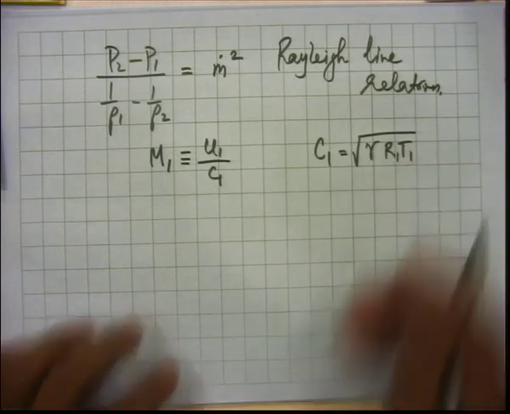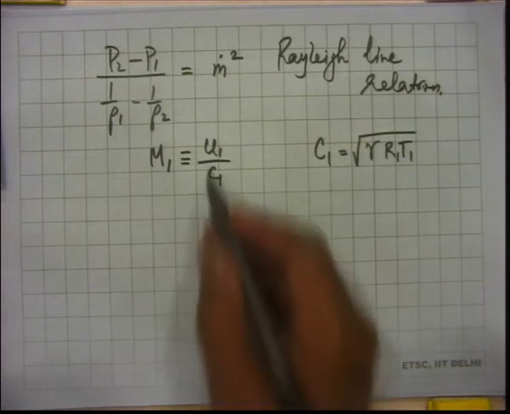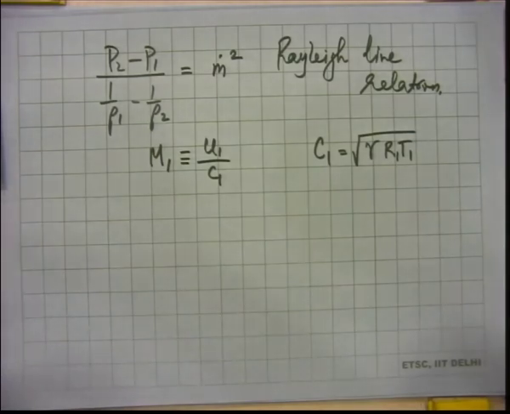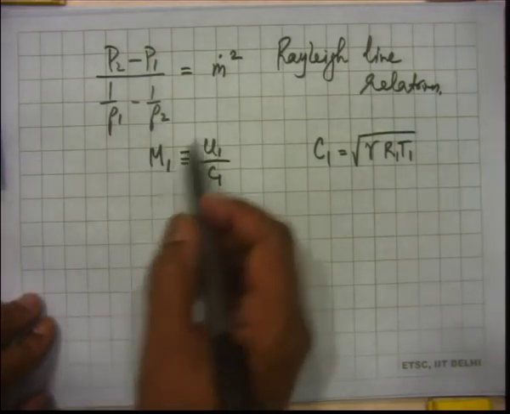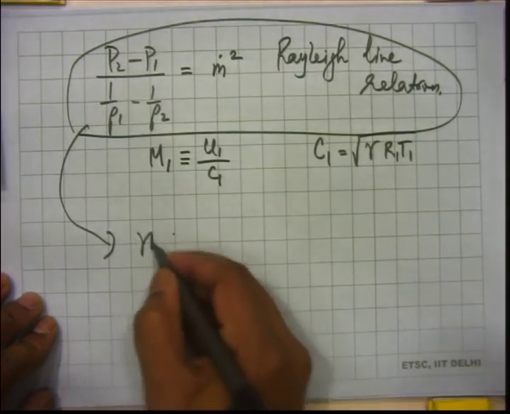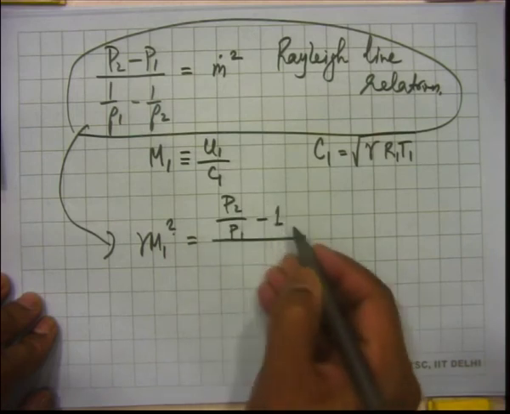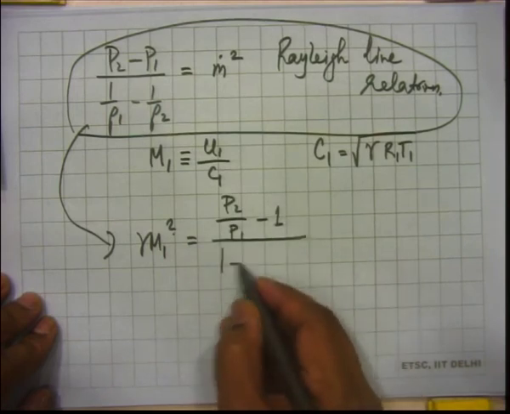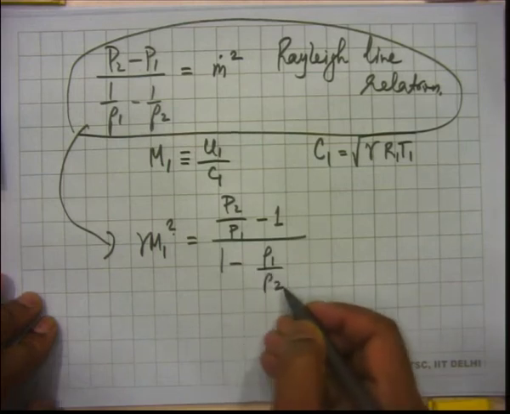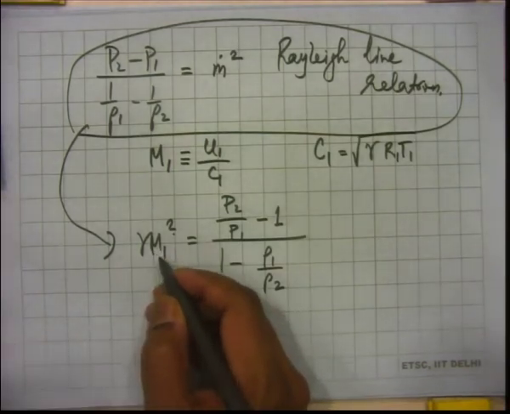Actually R1 T1, R1 is the characteristic gas constant of the unburnt mixture. So, this is a certain c1. So, u1 by c1 gives you a Mach number, and with just a little bit of work you can show that this Rayleigh line relation which you have got here can be written as gamma M1 squared. So this is the Rayleigh line relation in terms of the Mach number.